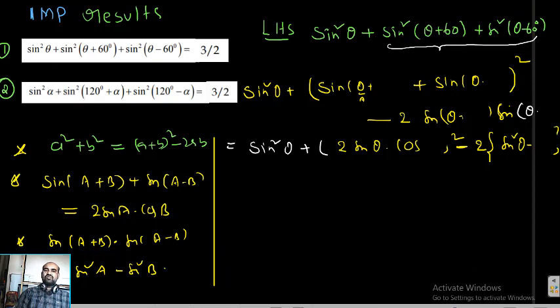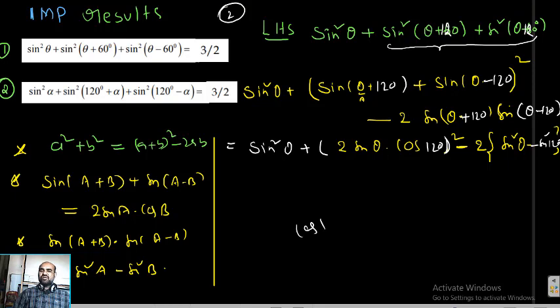This is result number 2. LHS part. Here 120, here also 120. 120 minus 120, plus 120 minus 120. Okay, cos square 120 minus sin square 120.